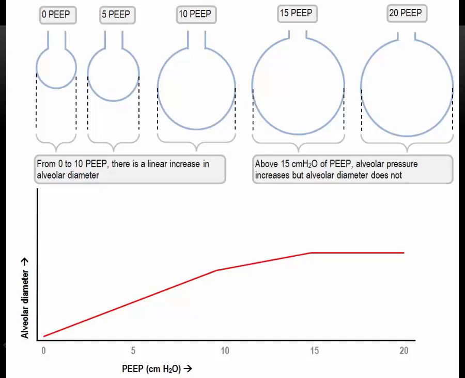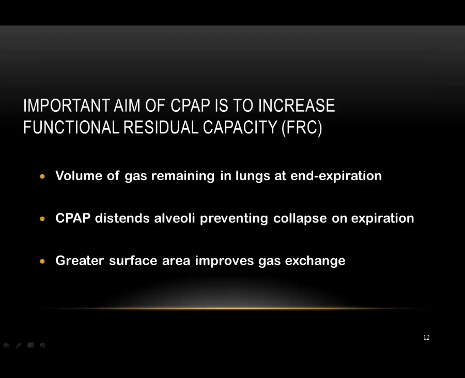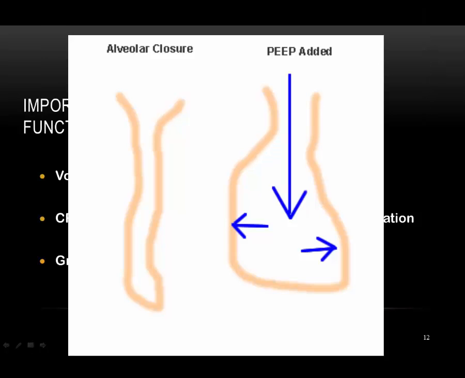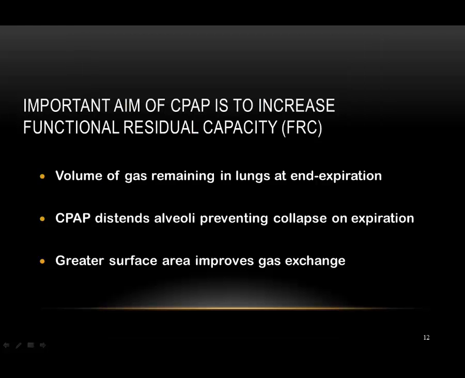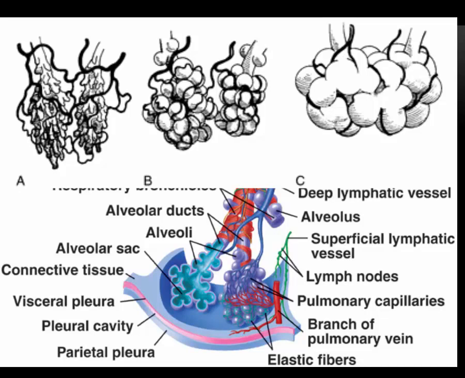Intrinsic PEEP or auto PEEP is usually about 5 centimeters of water. It must be overcome before negative pressure can be generated to inhale more air. If one exhales against the resistance, smaller, dependent airways are splinted open at the end of expiration, and small bronchi and alveoli don't collapse. A greater alveolar surface area improves gas exchange. As alveoli stay open, gas exchange time can double.